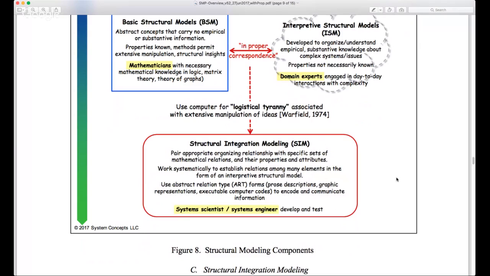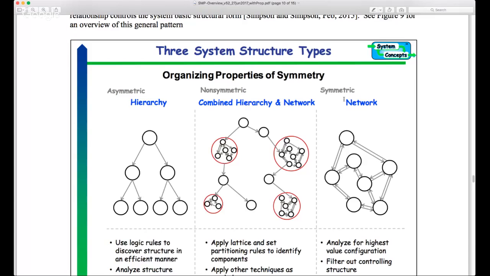So, the three organizing properties of symmetry, as I talked about before. Some interesting ideas here at a very high level on the three system structural types. Asymmetry creates a hierarchy. Symmetry creates a network, and non-symmetric, combined hierarchy and network, basically creates a hierarchy of networks.